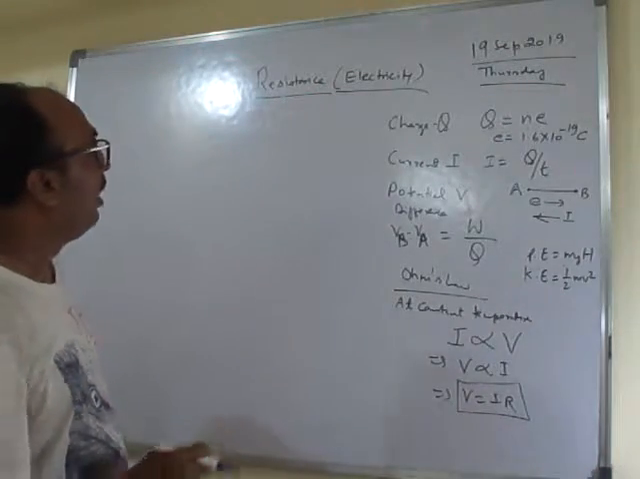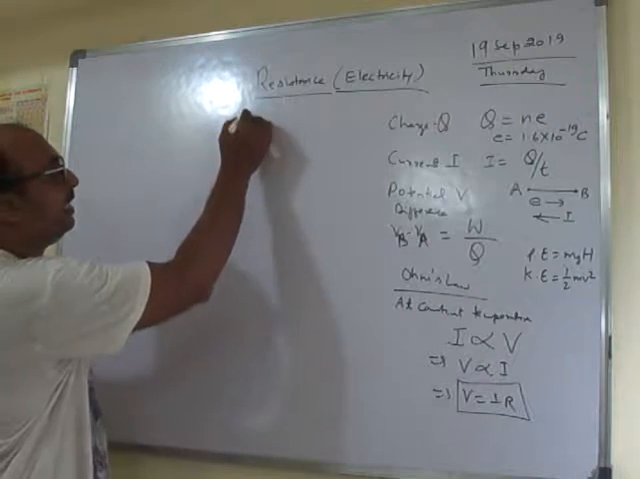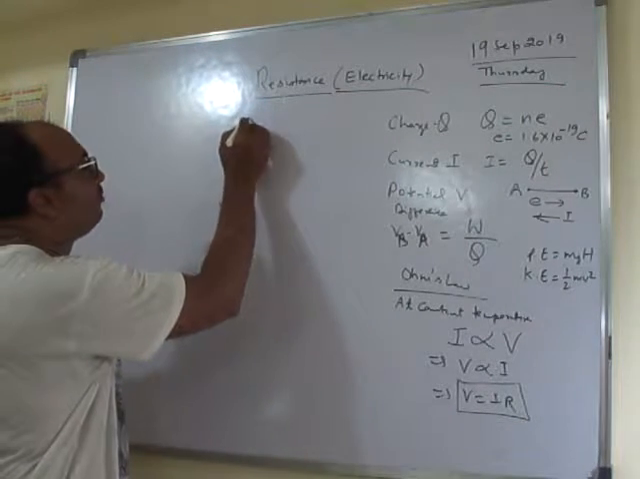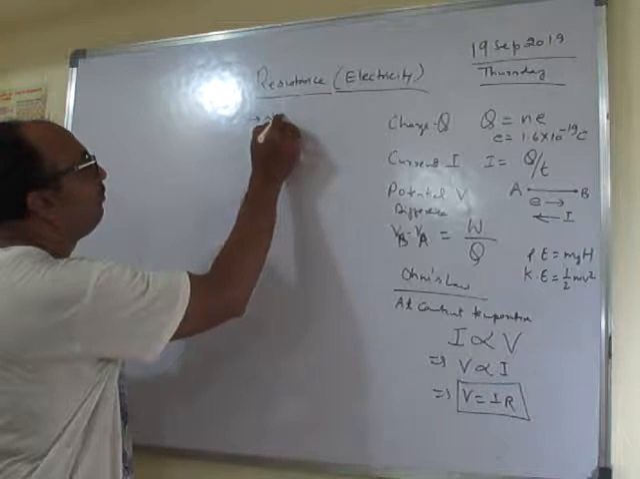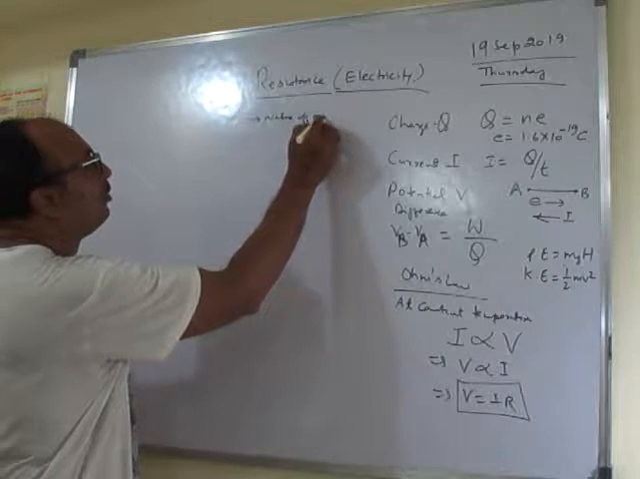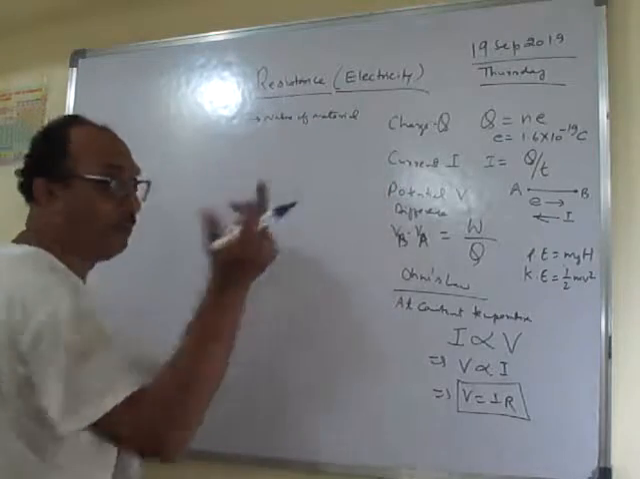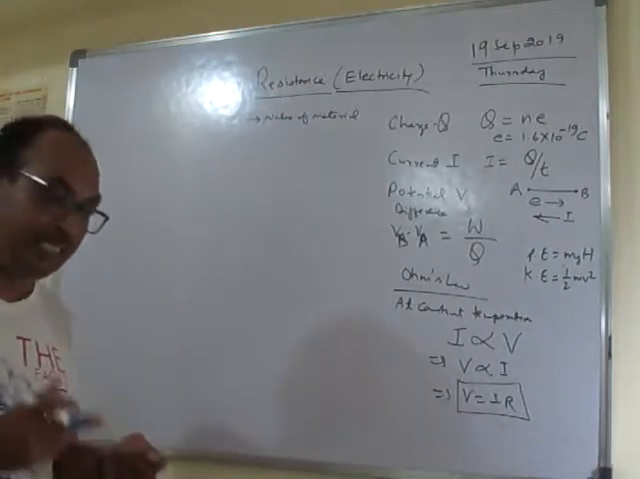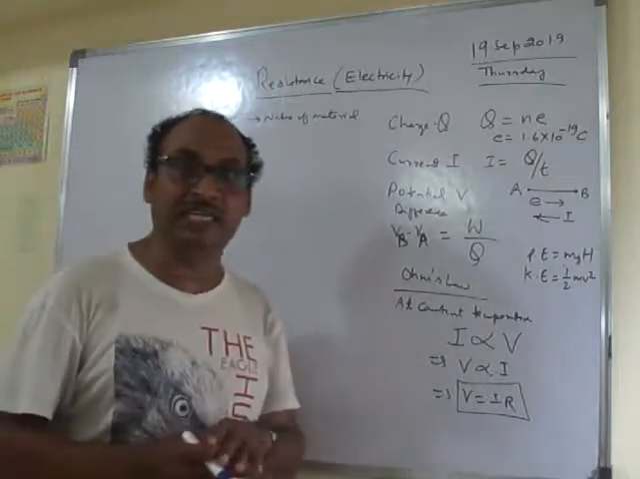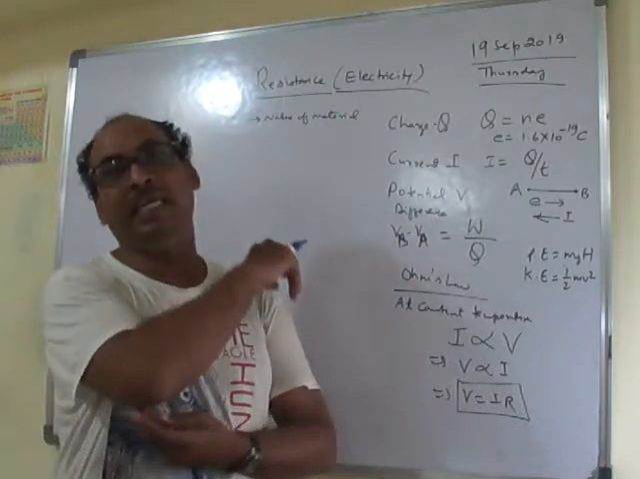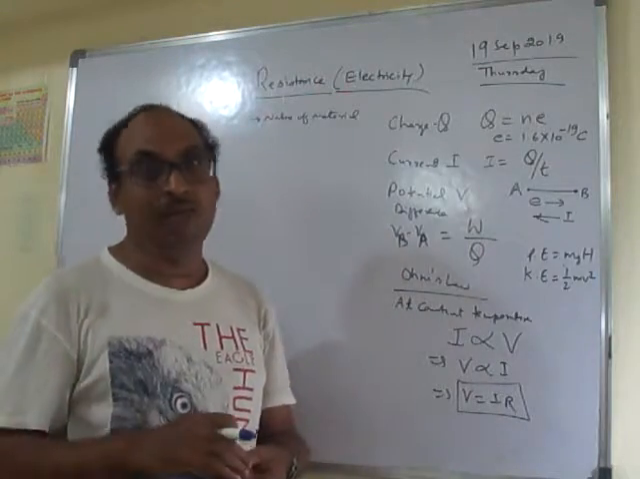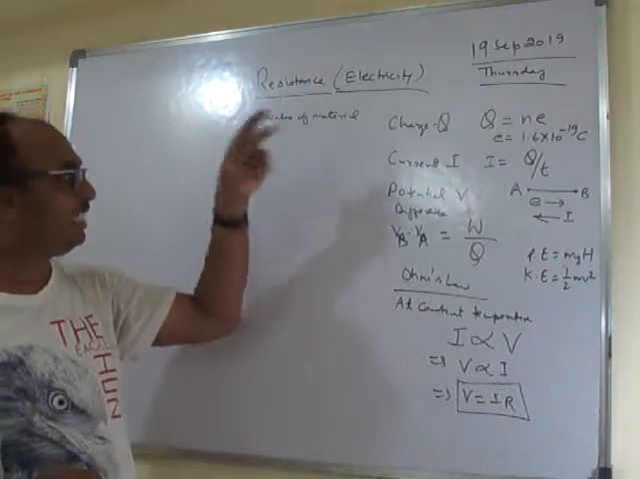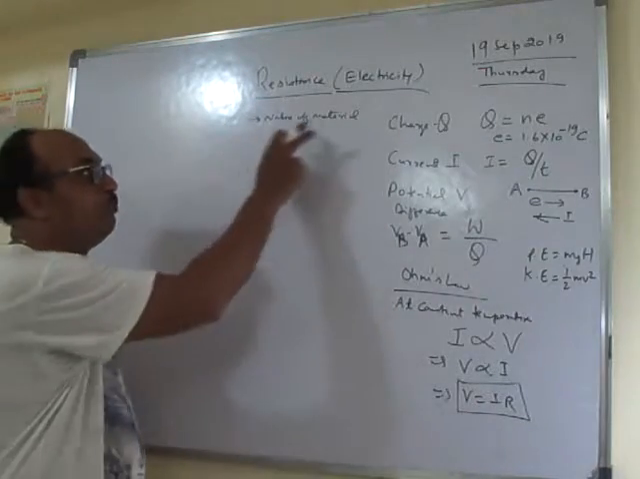Now, for this particular resistance, we will talk about some factors. First, it depends on the nature of the material. What does that mean? If it is a conductor, less resistance will be there. If it is an insulator, very high resistance will be there, and it will not allow the current to flow. Yes or no? So, nature of material.